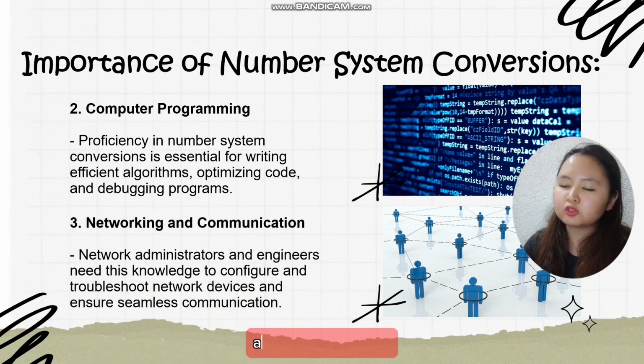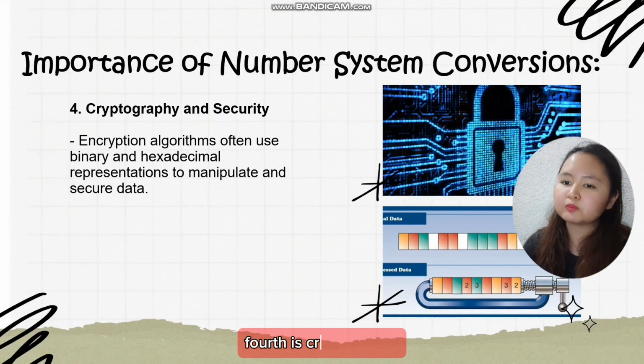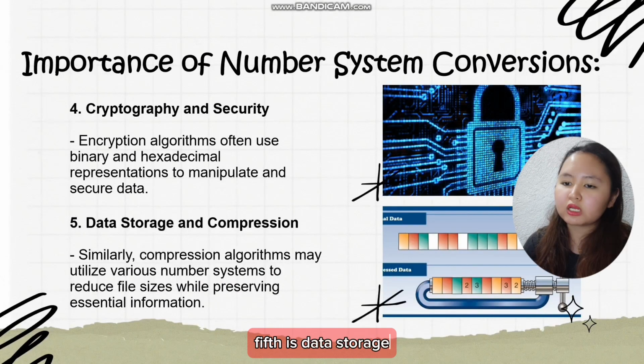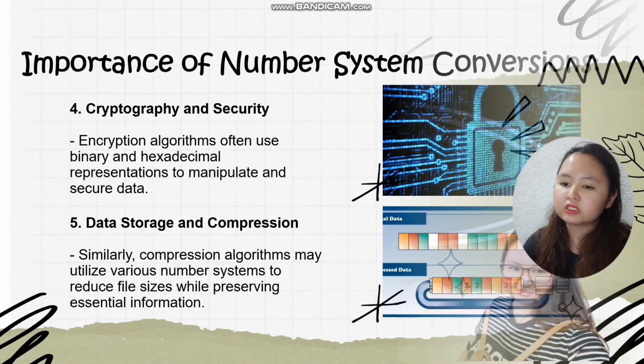Third is networking and communication. Network administrators and engineers need this knowledge to configure and troubleshoot network devices and ensure seamless communication. Fourth is cryptography and security. Encryption algorithms often use binary and hexadecimal representations to manipulate and secure data. Fifth is data storage and compression. Similarly, compression algorithms may utilize various number systems to reduce file sizes while preserving essential information.